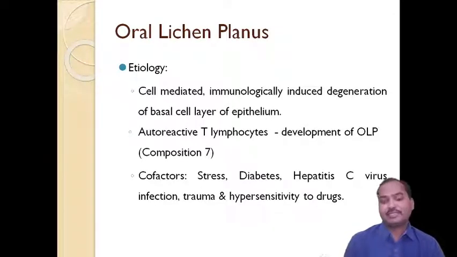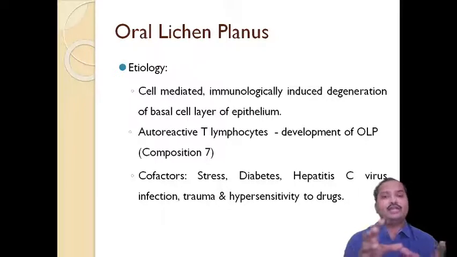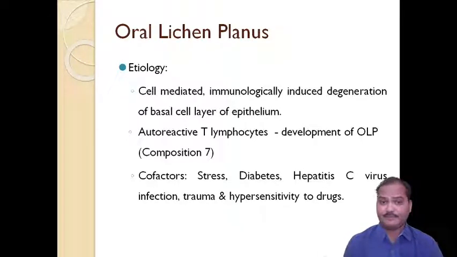The etiology is said to be cell-mediated, immunologically induced degeneration of the basal cell layer which is present in the epithelium or the mucosa. So we can see that certain cells are infiltrating the epithelium and immunologically inducing degeneration of the basal cell layer of the epithelium. What else is present? There are autoreactive T lymphocytes present in this component of the tissue, and this leads to the development of oral lichen planus, as we have discussed in the previous slides.